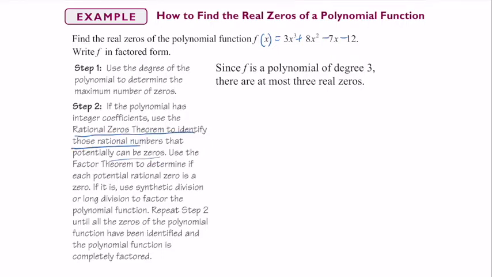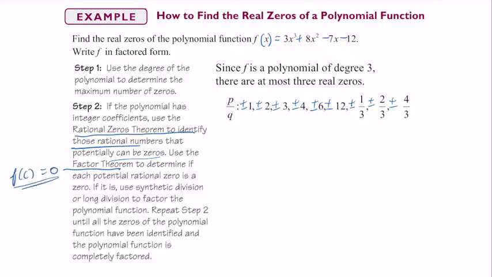That's what we did a couple slides ago. So we found all of our potential zeros to be plus or minus 1, plus or minus 2, plus or minus 3, plus or minus 4, plus or minus 12, plus or minus 1/3, 2/3, or 4/3. That's a lot of possible zeros. Okay. So we're then going to use the factor theorem to determine if each potential zero is a zero. Remember, if it's a zero, f of c equals 0. We're going to use the factor theorem.